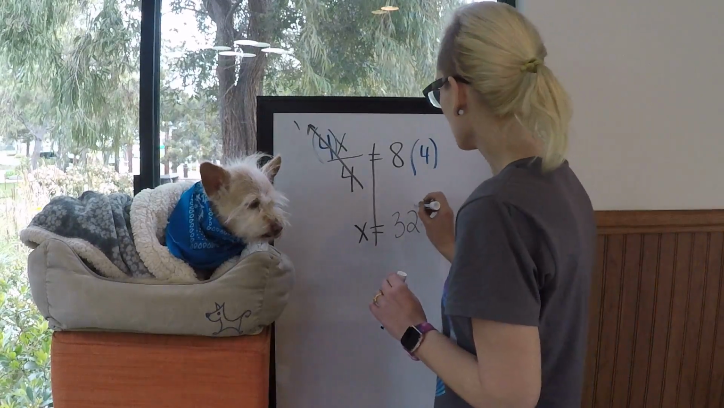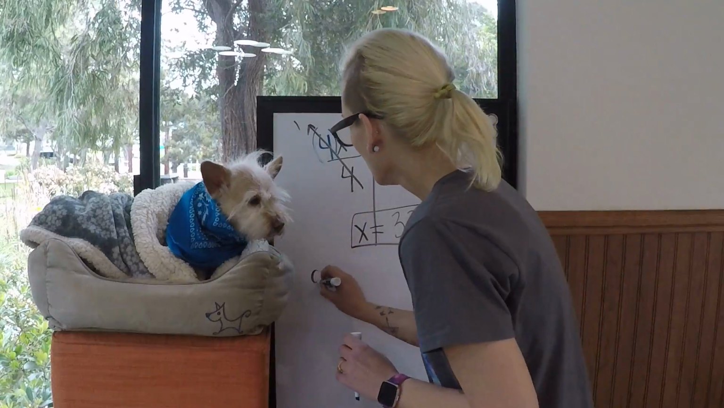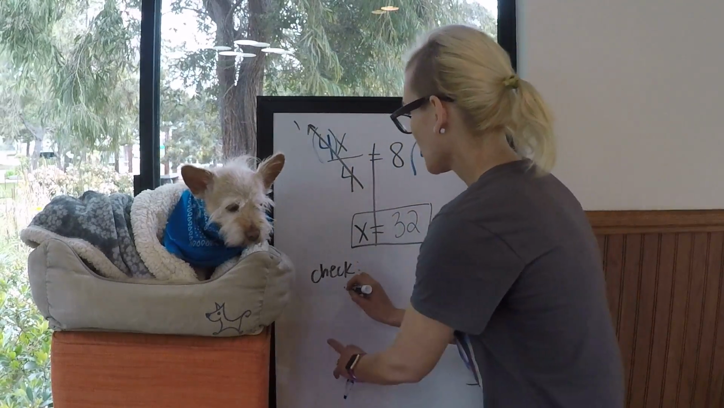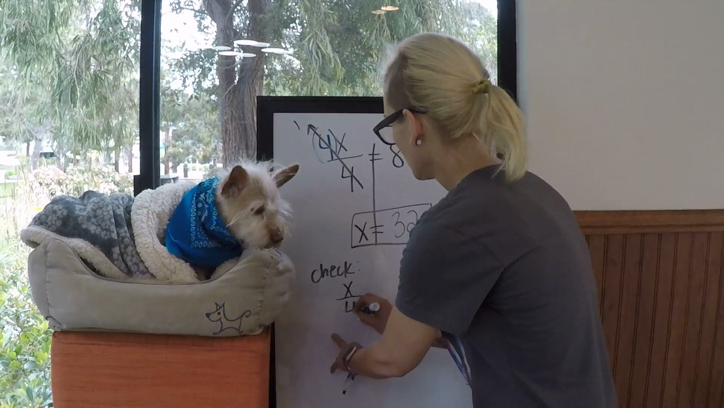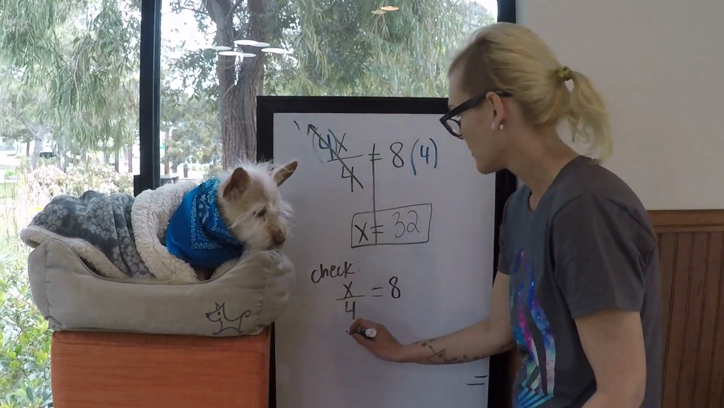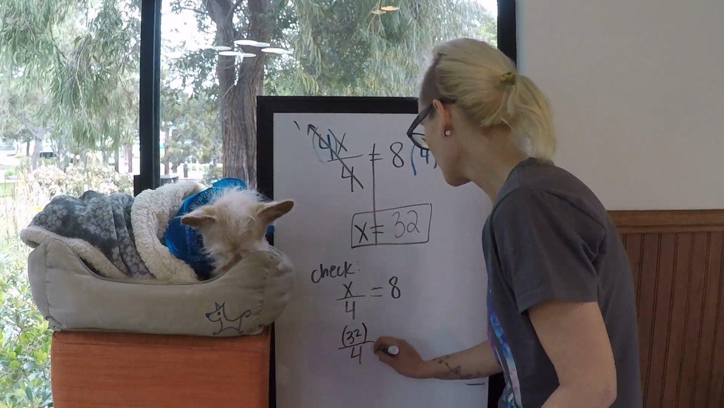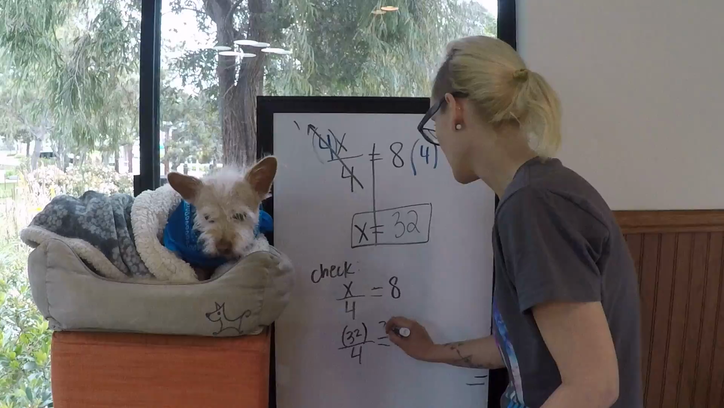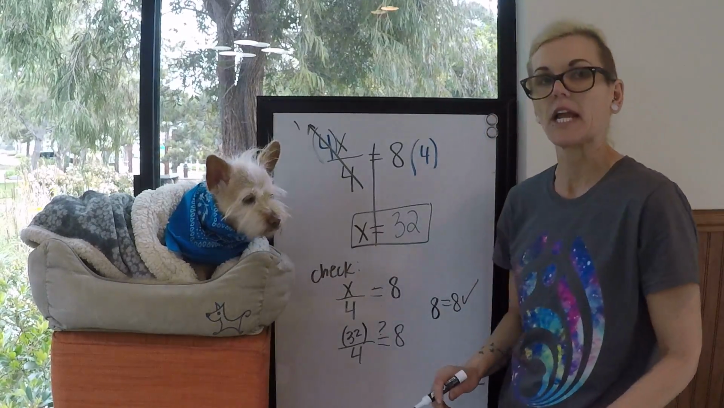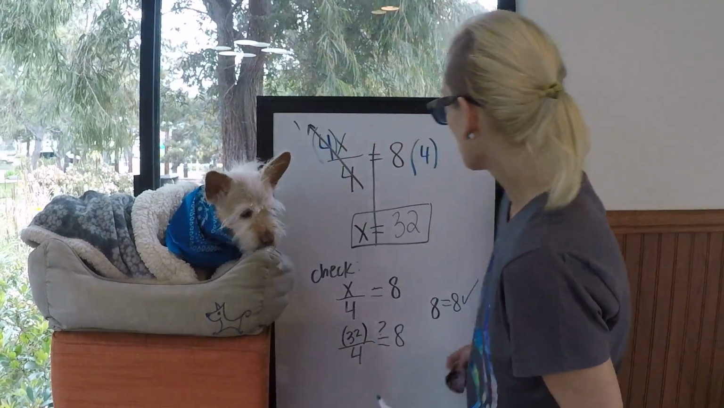Let's show a check on this one. So we've just been visually seeing what a check looks like, but let's do a check. So when we check, we're going to rewrite the original problem. And now let's put in what we have. So we're saying, is 32 over 4 equal to 8? Yeah, 8 equals 8. So we know that our answer is correct. Okay, we're going to do a couple more.